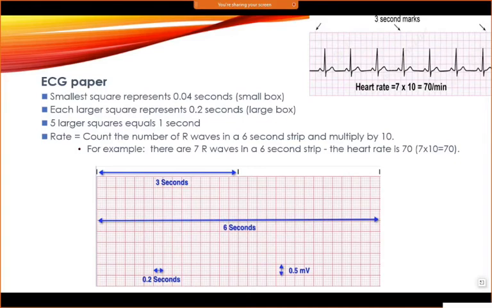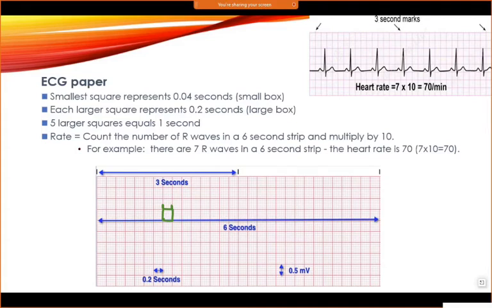When I say the smallest square, I am talking about the teeny tiny box. That is 0.04 seconds. It's really tiny, and we don't usually have enough time or good eyesight to measure that kind of thing. So we generally will look at the larger square, which is 0.2 seconds. I will call them small boxes and large boxes. There are 5 small boxes in each large box. So if I go from this dark line to this dark line, that's 0.2 seconds.